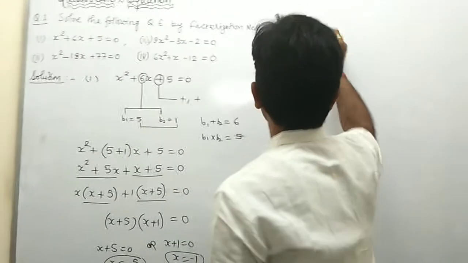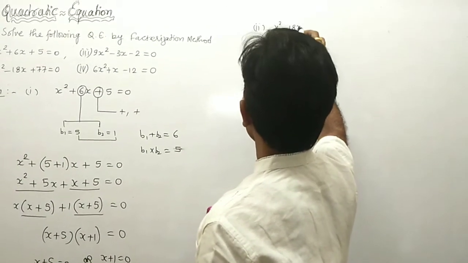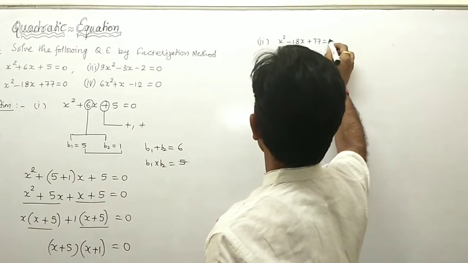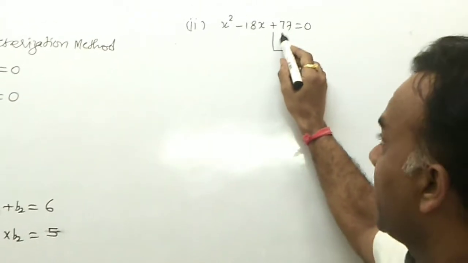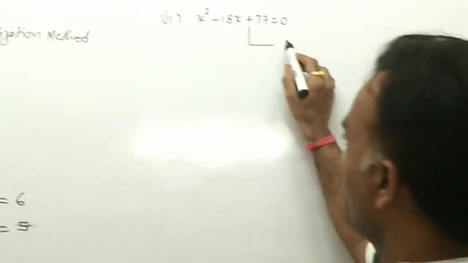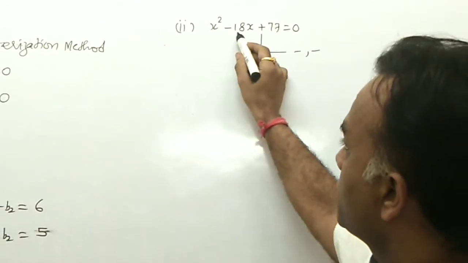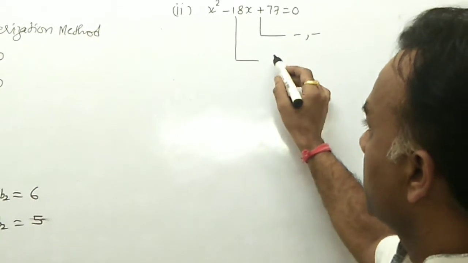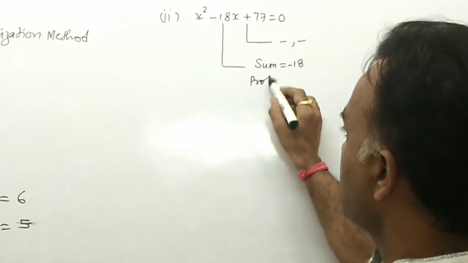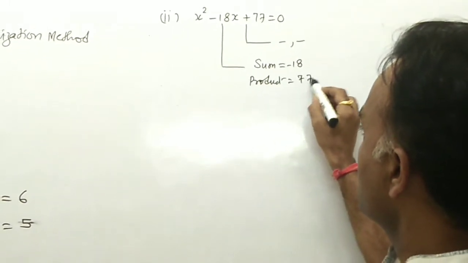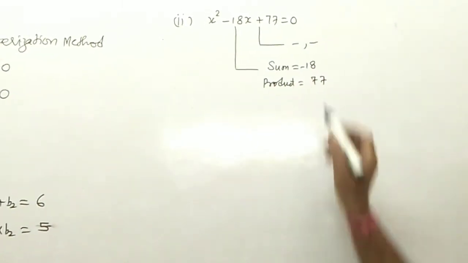In the second question we have x square minus 18x plus 77 equal to 0. Okay, so again we have the same concept. We have a plus sign here, the constant value in plus sign, but the middle value in minus sign. So both factors are minus minus, because you consider both the factors in the form of minus. And now you split 18, the sum is minus 18 and the product is 77. Okay, so which value do you consider? Their product is 77 and the sum is 18.